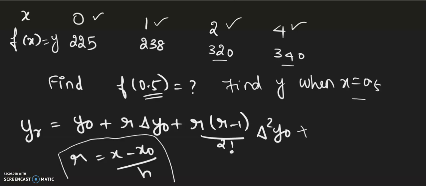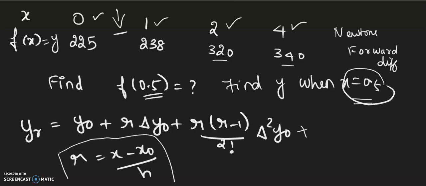To find y at x equal to 0.5, first you have to check whether it is near the beginning of the table or at the end of the table. This 0.5 comes somewhere in between, so it is near the beginning of the table. So what we are solving now is by using Newton's forward difference, because the value that we have to find, x equal to 0.5, is near the beginning of the table. And we can apply this technique when there is an equal interval.